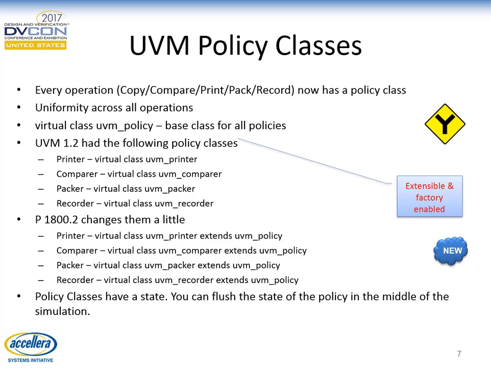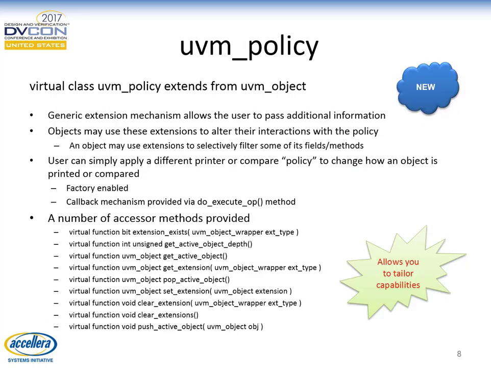I'll be talking about UVM object in a minute, but what I want to hammer down is that all classes extending from UVM object are factory enabled. So there's a generic extension mechanism. If you remember the TLM2 type of extension mechanism, it's a similar mechanism allowing the user to pass additional information to the policy, and you can use it to alter the interactions of the object with the policy. You may use an extension to selectively filter some fields or methods. You can just apply a different policy to change how an object is printed, compared, etc.